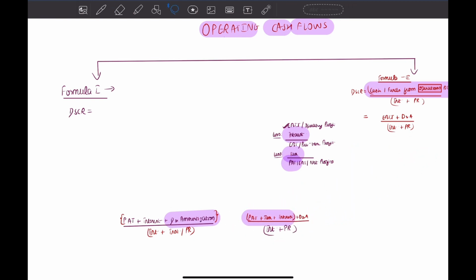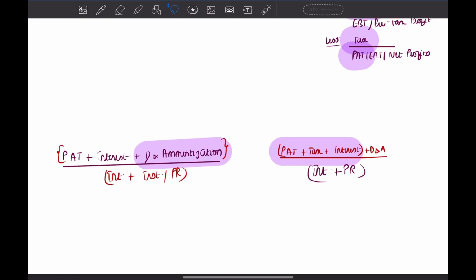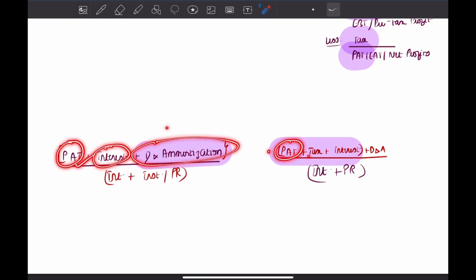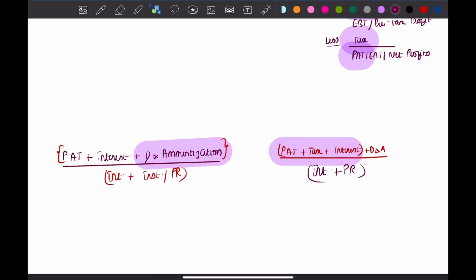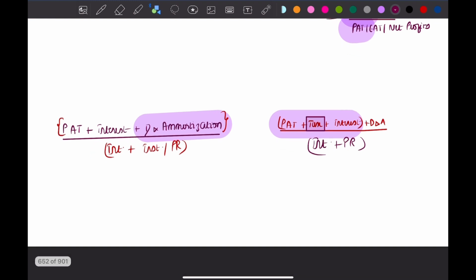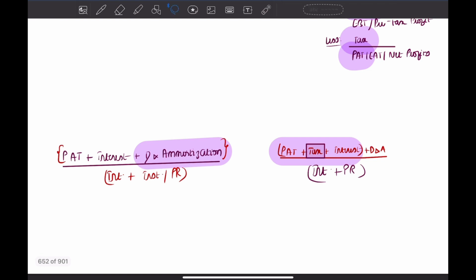So first of all, these two formulas are not the same. If we look at the first formula from the first approach, from the first school of thought, it says that DSCR is PAT plus interest plus depreciation and amortization. But the second formula states that DSCR is PAT plus tax plus interest plus depreciation and amortization. So according to one approach we are adding back tax, and according to the other we are not adding back the tax element. So why so?